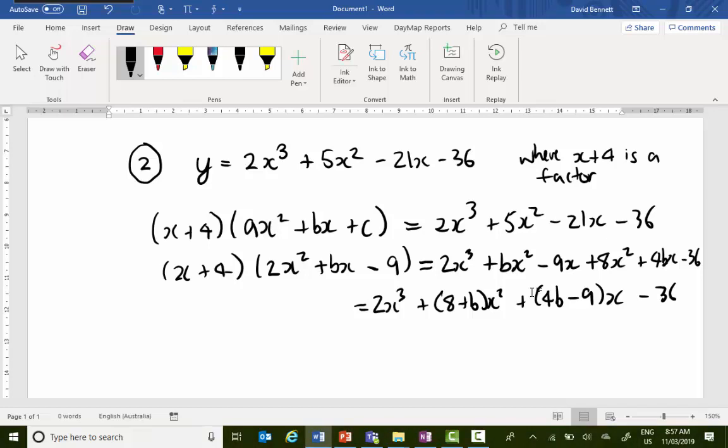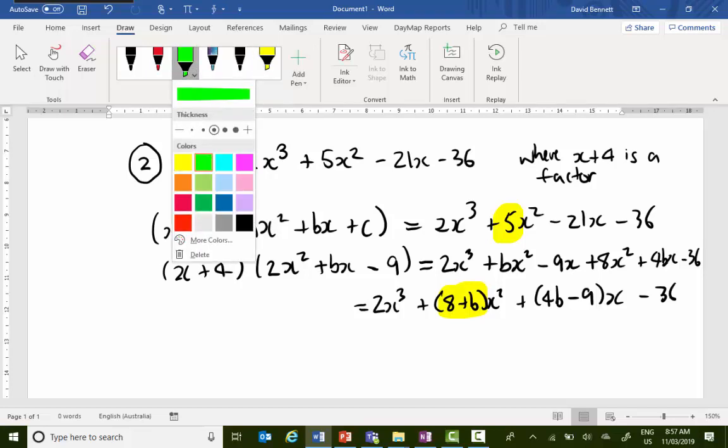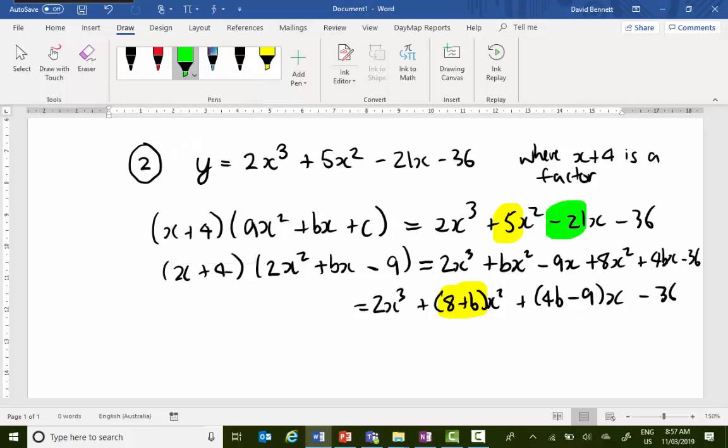Looking at that, we can now equate some things together. This particular number there, 5, has to be equal to this bit here. And the minus 21 has to be equal to this term here. We can do it lots of different ways, but the easiest way would be to say 5 has to be equal to 8 plus b. So therefore, b would have to be equal to minus 3.